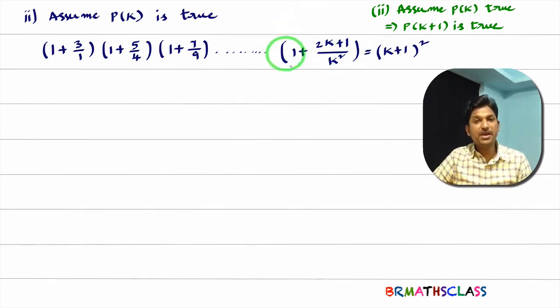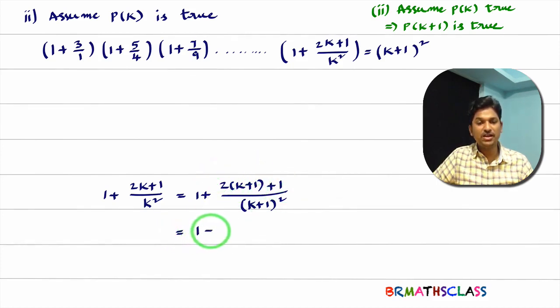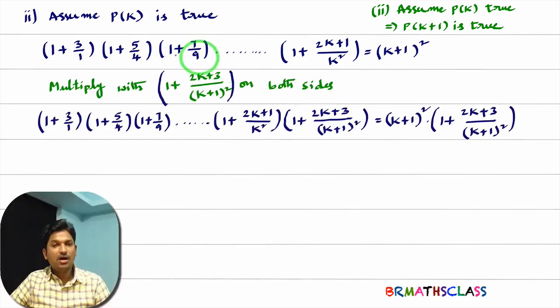What term we will multiply on both sides? You just take this kth term. In this, wherever k is there you write k plus 1. You observe here, I just took this kth term. In this, wherever k is there, I wrote k plus 1. Do a little bit of simplification. You see what you will get. 1 plus, multiply here, 2k plus 2 plus 1. That is 2k plus 3 divided by k plus 1 whole square. So what I will do now, I will multiply this term on both sides. After assuming P of k is true, I multiplied with this term on both sides.